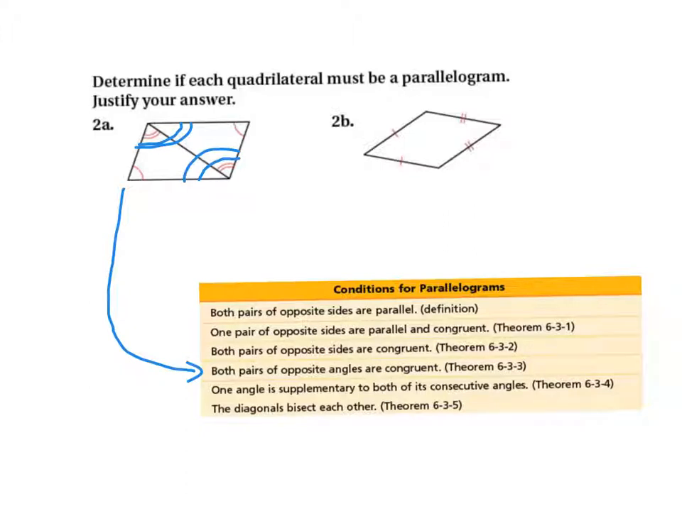In 2B, it's definitely something about sides. So my options again are all of these things. And it's only talking about sides being congruent, so then I'm definitely into this theorem right here: both pairs of opposite sides are congruent. This is not true because these aren't opposite sides being congruent. Those would have to be congruent to each other. So this is not a parallelogram, and I would say so because I don't have both pairs of opposite sides being congruent.